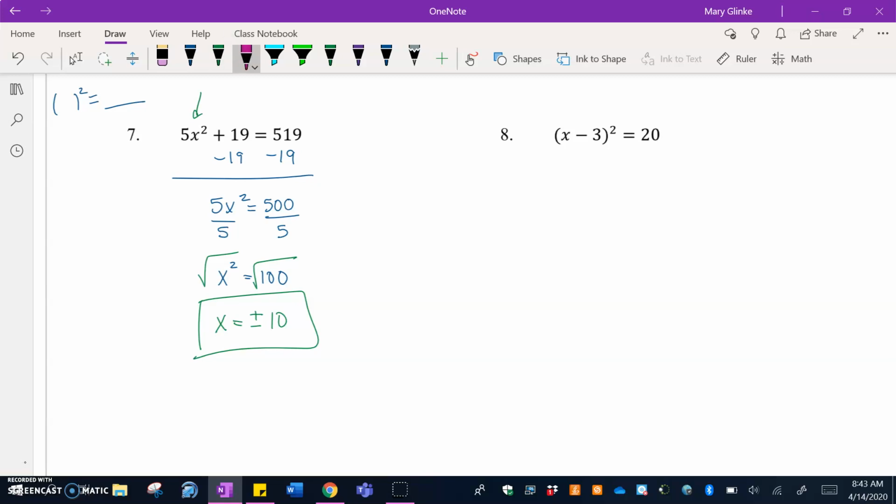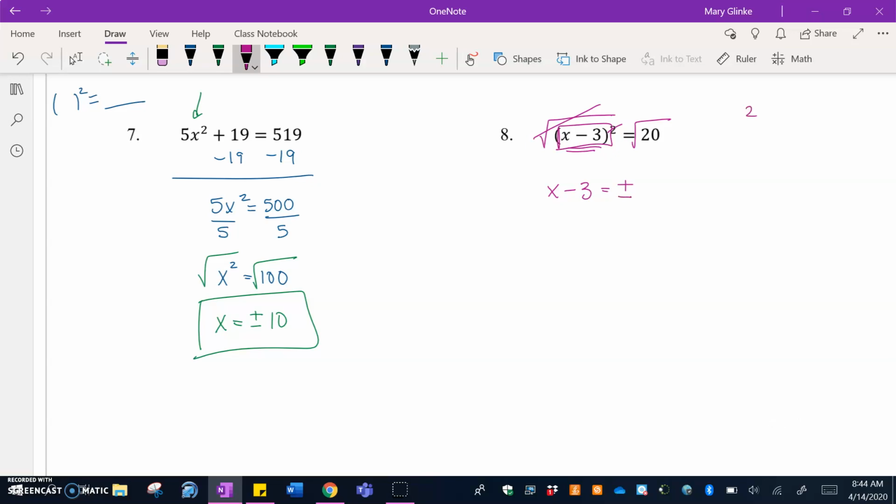Now, number 8 is different because this one has the squared term by itself. It's just the squared term is not one term anymore. It's a binomial. So what we're going to do is we are going to start off by square rooting because the squared term is by itself. We get x minus 3 because, again, the square root and the square undo each other. We're just left with whatever was being squared. On the right-hand side, we get positive and negative.